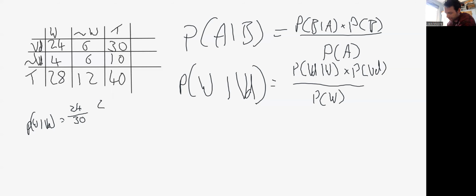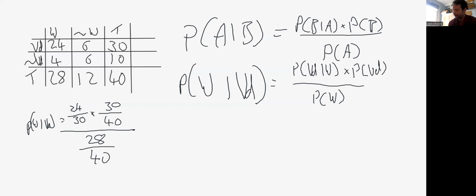It's 24 over 40. Sorry. Probability that Van Dijk played 30 out of 40 games. So the probability that Van Dijk played is 30 over 40. Now we have the next one, so we're trying to work out the probability of Liverpool winning. So the probability that Liverpool win is 28 over 40.